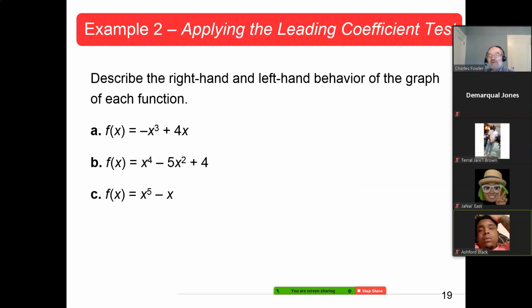So let's do it here. Let's apply the leading term test. Describe the right hand positive and left hand negative behavior of each function. Okay? You tell me, what do you think this first one's going to do? Now I'm going to write it out just like I'll write it out on the fill in the blanks on the test.